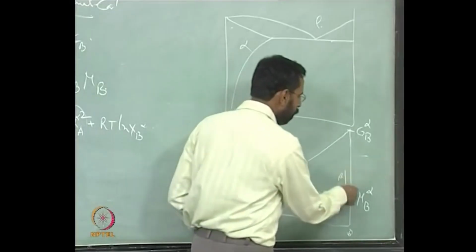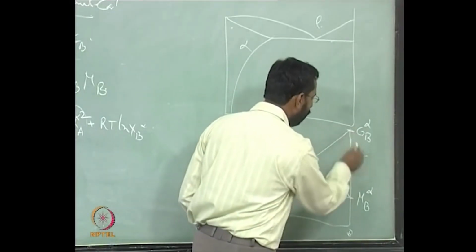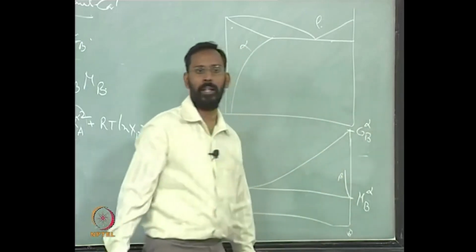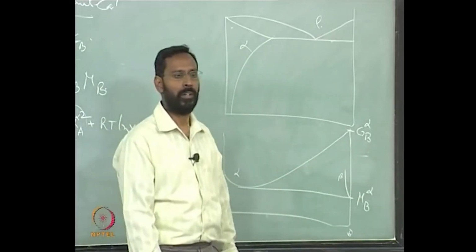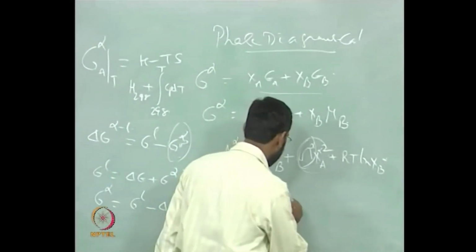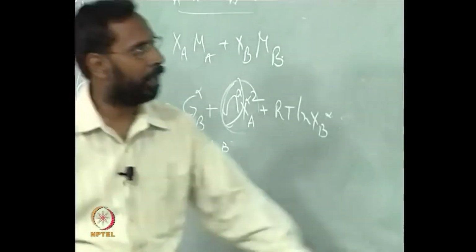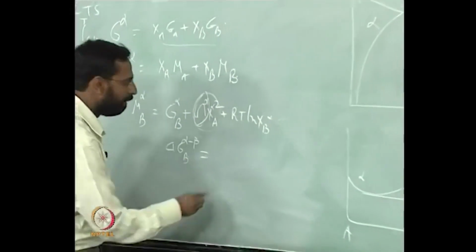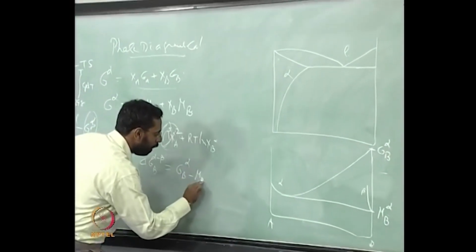So, the difference between these two can also be written as the free energy difference between alpha and beta for the pure metal B. So, if I say delta G for B, which is alpha to beta, beta has a different structure and alpha has a different structure, this can be written as GB alpha minus mu B alpha.